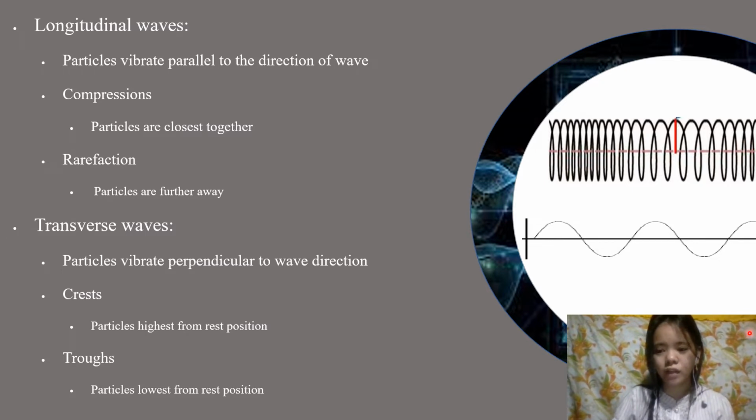But the second type of wave is the transverse wave. It moves up and down, and it forms troughs and crests. So here they move up, down, up, down, up. The movement of the particles is going to be at 90 degrees to the direction of the wave, and that 90-degree angle suggests this wave is a transverse wave.